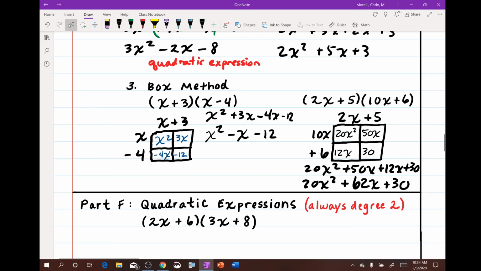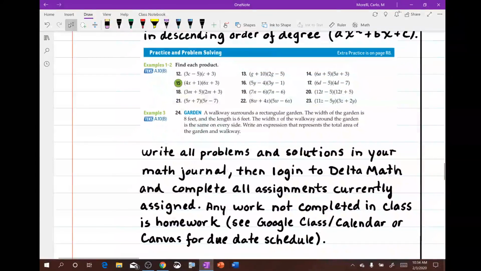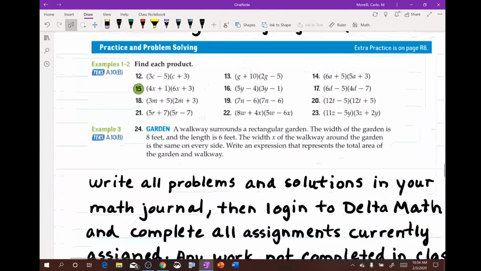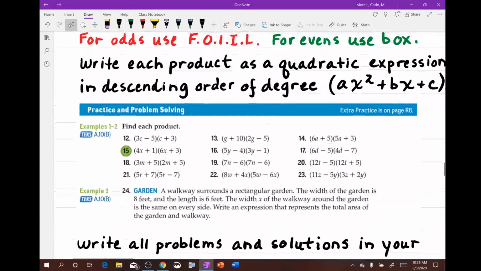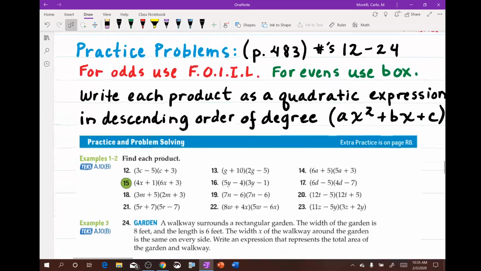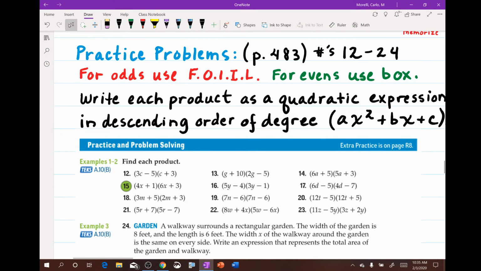You ready to see your homework? Right here. Okay, this is the homework. This comes from page 483. If you don't think that you're going to have the presence of mind to get on OneNote later, maybe you should take a picture of this. I'll try to remember to put it on Remind, but I'm going to say this into the live stream too.